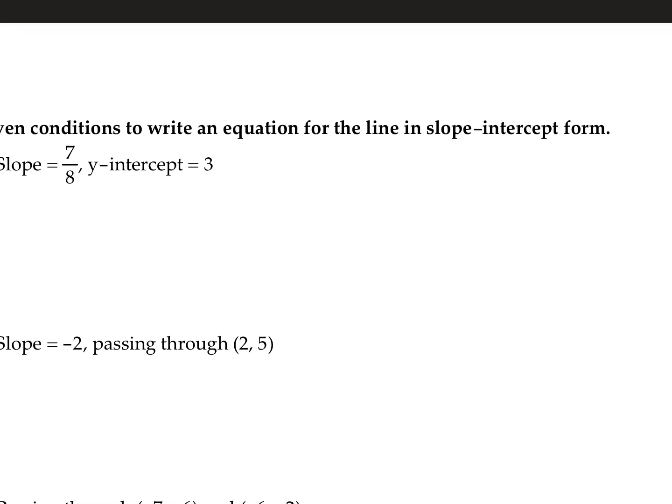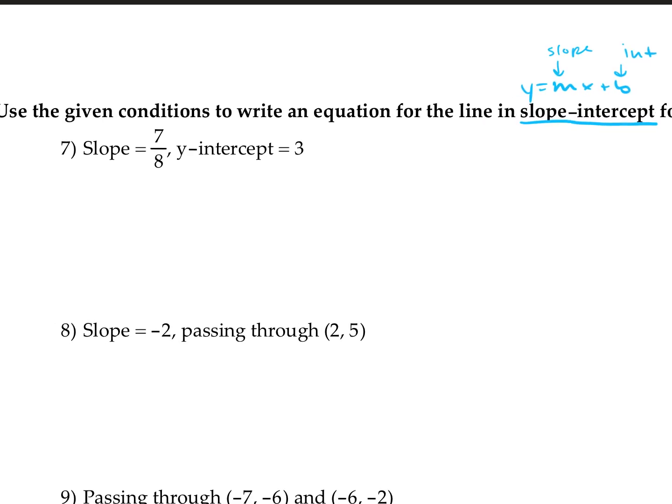So for number 7, it says write an equation of a line in slope-intercept form. What's slope-intercept form? y equals mx plus b, where m is our slope and b is our y-intercept. For 7, we have all the information we need to just plug it in. So we have y equals, what's our slope? 7 over 8 times x plus b, and what's our b? 3. Awesome. So we would just plug it in here.